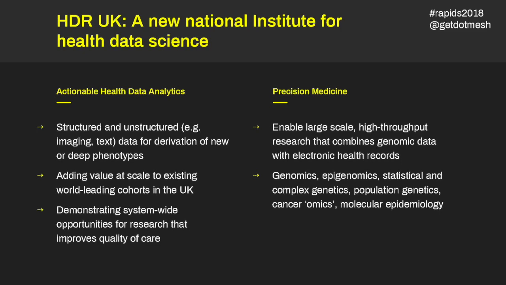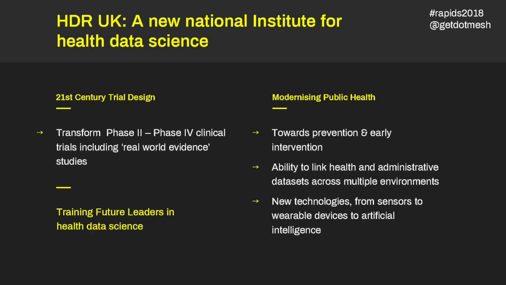And just quickly, part of that's broken down into four little domains, and the big things here are actionable health data analytics, and then precision medicine. I'm not going to go through all these slides here. What we want to do then is modernize public health. So these are universities and hospitals up and down the country that are getting together to share their data and share their ways of working, and just make everything a lot better for us.